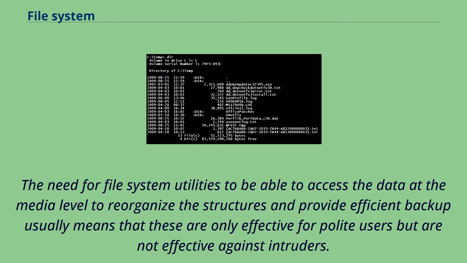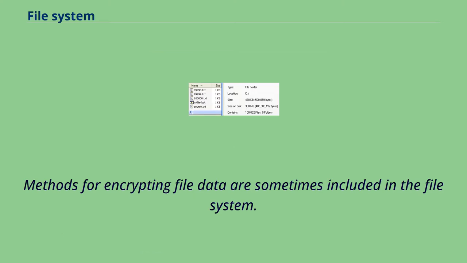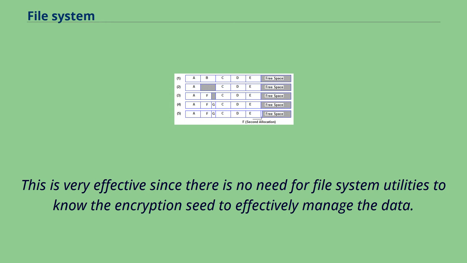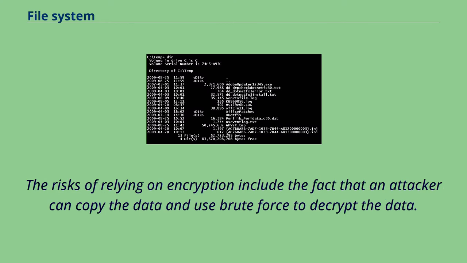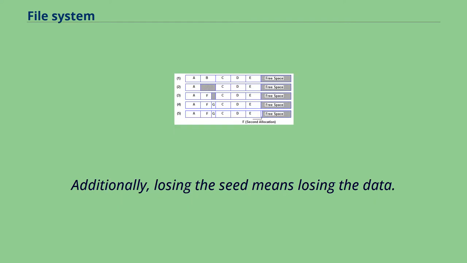The need for file system utilities to be able to access the data at the media level to reorganize the structures and provide efficient backup usually means that these are only effective for polite users but are not effective against intruders. Methods for encrypting file data are sometimes included in the file system. This is very effective since there is no need for file system utilities to know the encryption seed to effectively manage the data. The risks of relying on encryption include the fact that an attacker can copy the data and use brute force to decrypt the data. Additionally, losing the seed means losing the data.